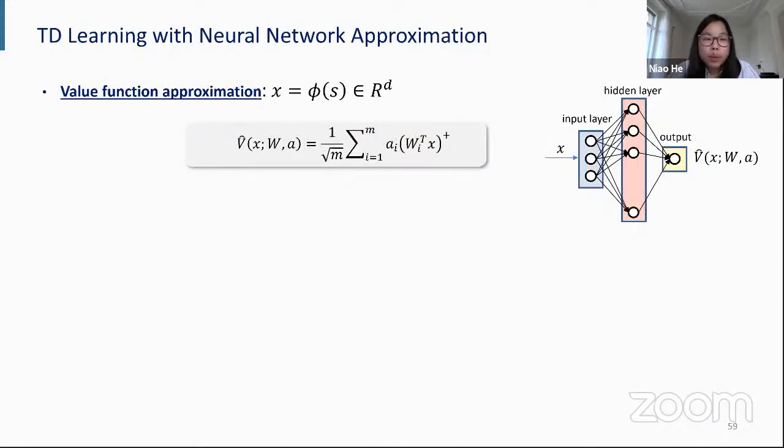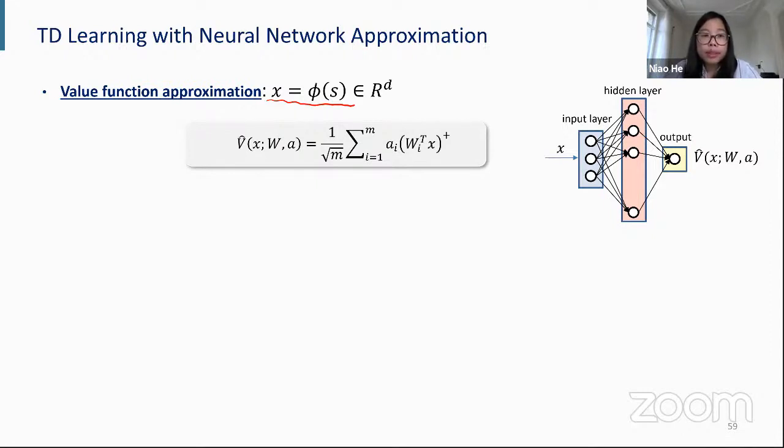So to start with, I'm going to look at just TD learning with neural network approximation, right? Again, this is the very basic algorithm for policy evaluation. For a given policy pi, you want to evaluate the value function V. And for simplicity, I'm going to denote X as just the feature vector for a given state S, okay? And this X is going to be a d-dimensional vector, and d is much smaller than the state space.